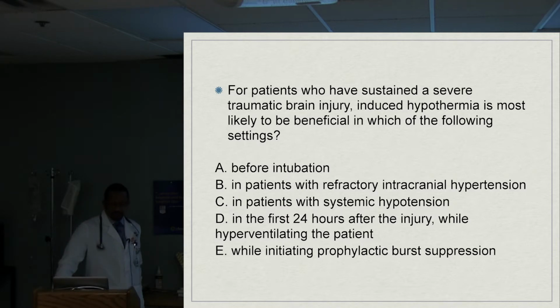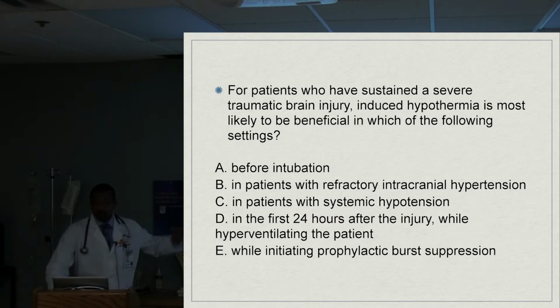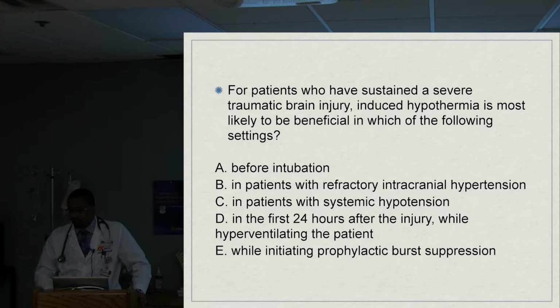Okay. For a patient who has sustained a severe traumatic brain injury, induced hypothermia is most likely to be beneficial in which one of the following settings? Before I go through the options, in general, we do not use hypothermia yet for traumatic brain injury. The study was done basically in patients after cardiac arrest. But after trauma, it is not. Although there is one of those annoying situations where after a traumatic brain injury it might have a place, and some centers use it.